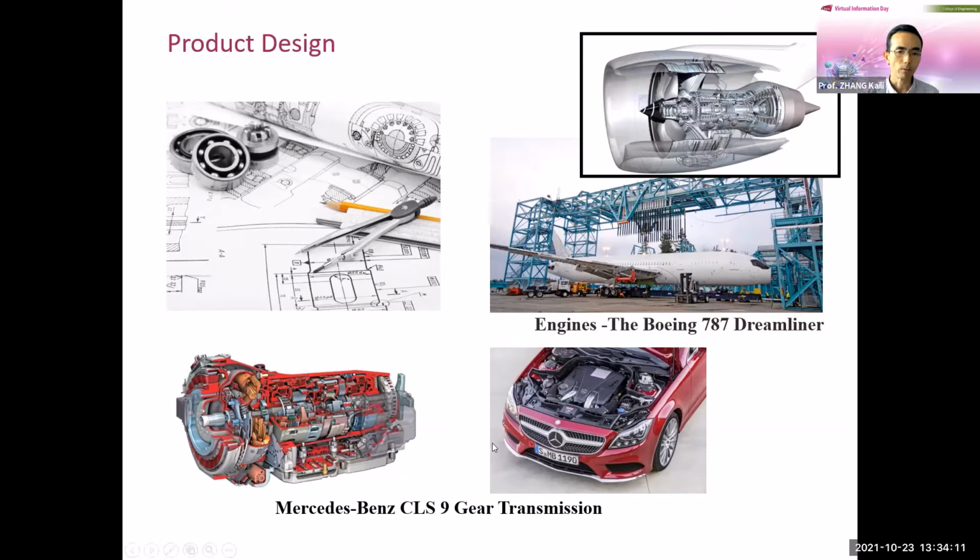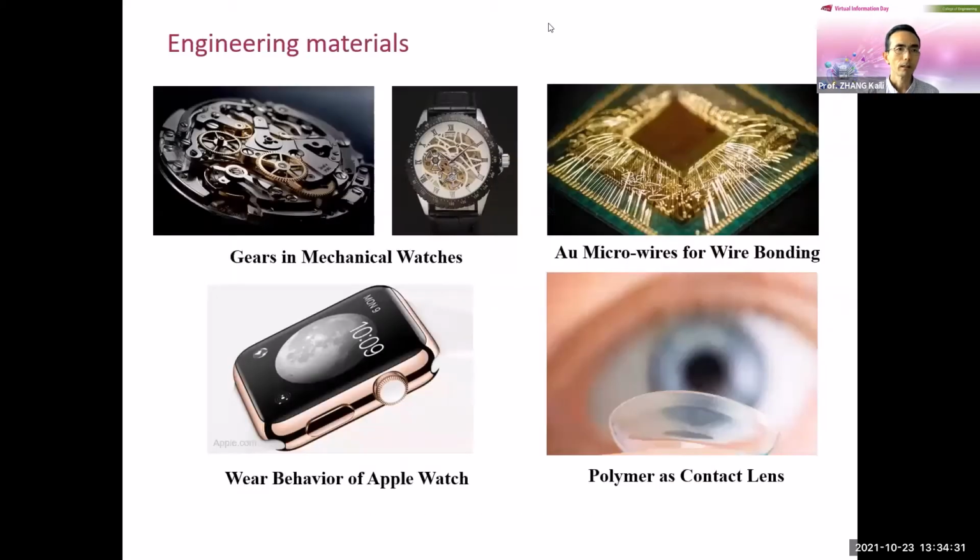Another example is a car like a Benz. Similarly, the engine is one of the keys for the car. How to design, again, a reliable engine for this car is very important. So in our program, the students will learn several core courses related to product design. Next is engineering materials.